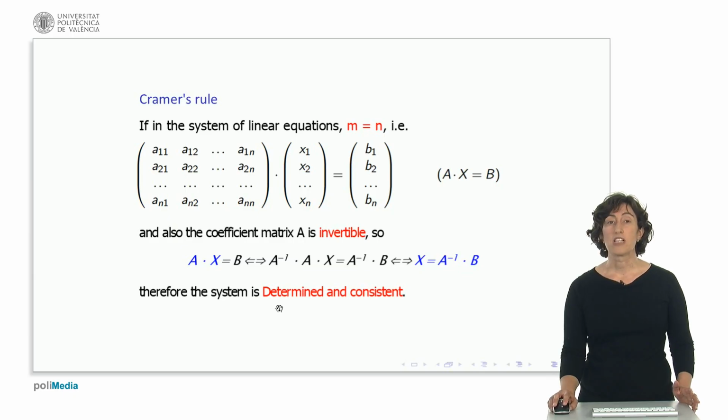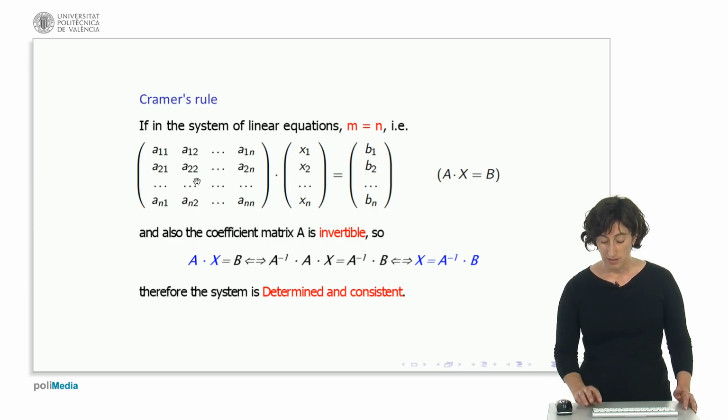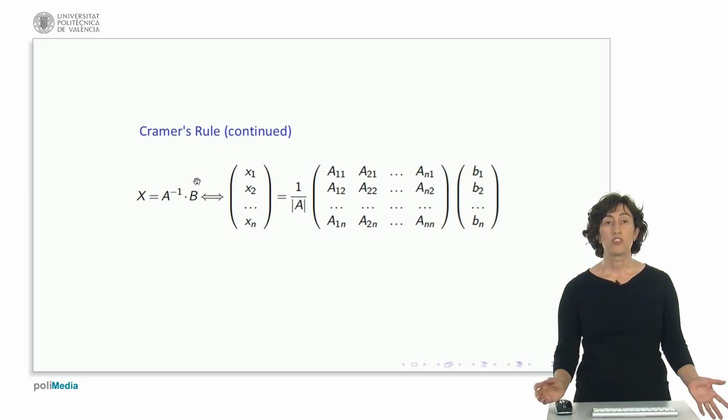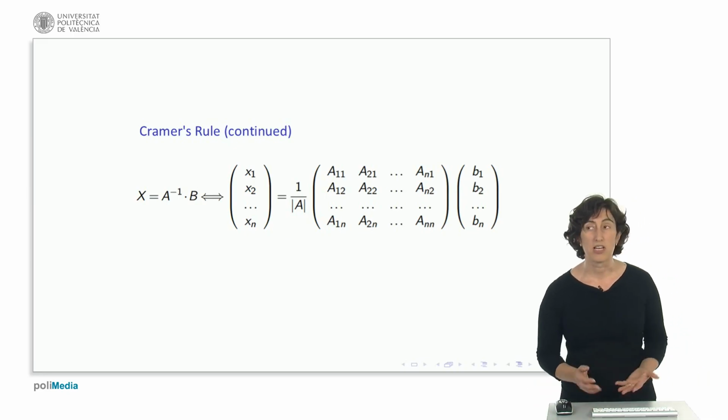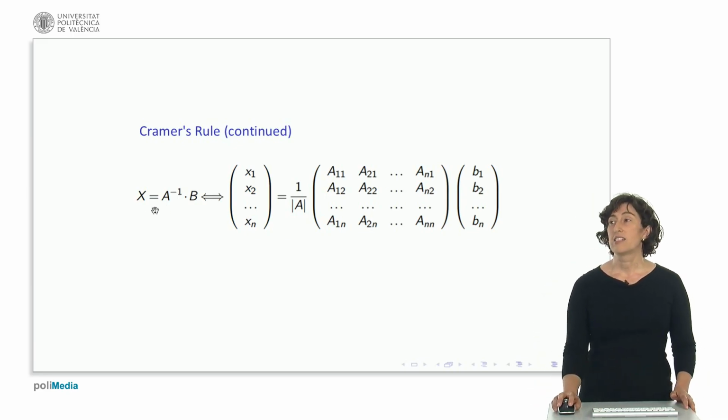Therefore, we have that the system is determined and consistent. Of course, this always happens when A is invertible, and to be invertible, it has to be a square matrix. Then, in that case, we can apply this rule, which is known as Cramer's rule.